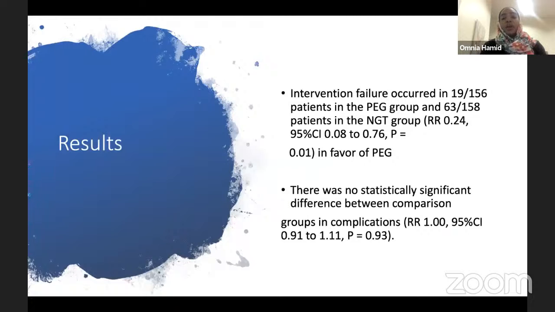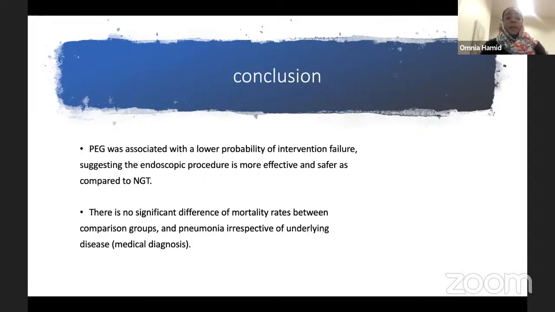Intervention failure occurred in 19 out of 156 patients in PEG tube group and 63 out of 158 patients on the NGT group. And the results, p-value of 0.00 in favor of the PEG tube. There was no statistically significant difference between the comparison group in complications. The p-value was 0.93.